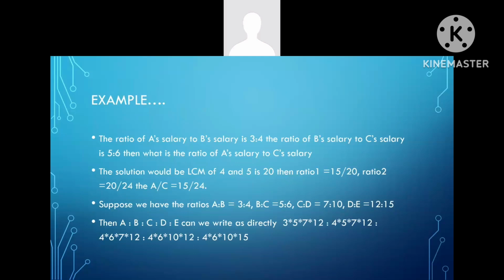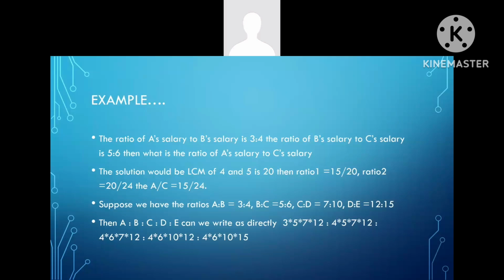Next come examples. The ratio of A's salary to B's salary is 3 is to 4. The ratio of B's salary to C's salary is 5 is to 6. Then what is the ratio of A's salary to C's salary? We have to find the LCM of 4 and 5, which is 20. Then we make the first ratio 15 by 20 and the second ratio 20 by 24. From these two we get A by C equals 15 by 24.